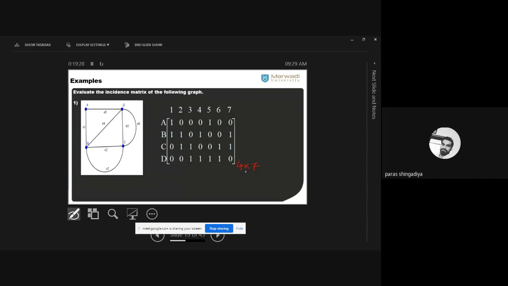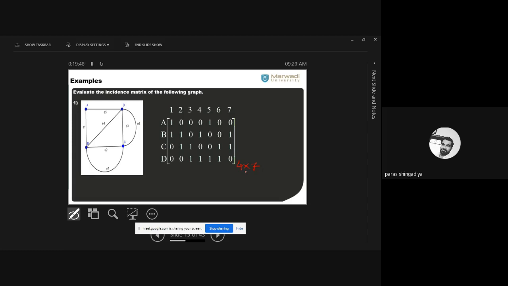Every column should have 1 repeated two times. If any column has only one entry of 1, then it is incorrect. So each column should contain two 1s. And then check each row: the number of 1s should be equal to the degree of that particular vertex.